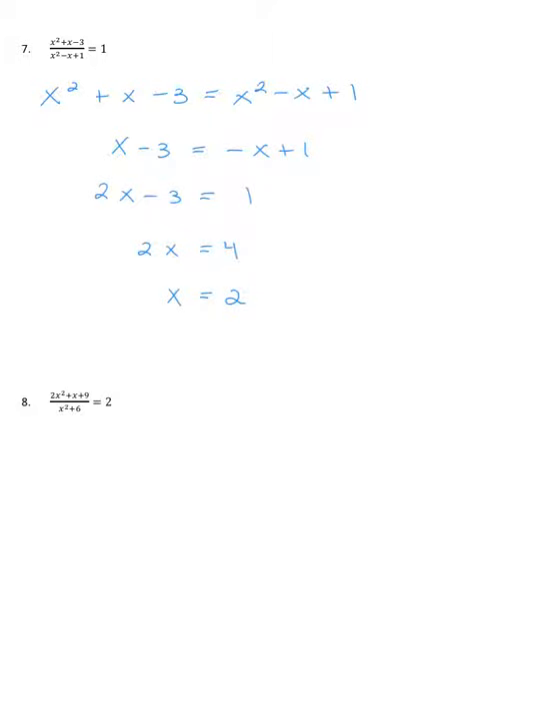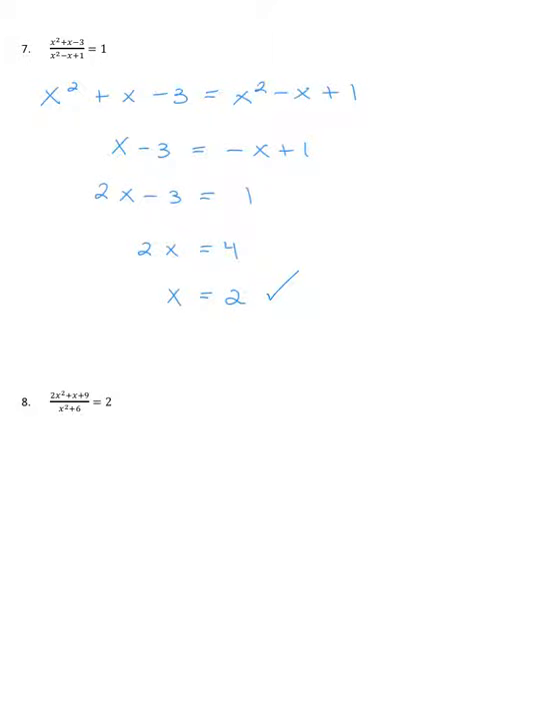The only issue is if 2 makes the denominator 0. So let's see, if I put 2 into just the denominator, I get 4 minus 2 is 2, plus 1 is 3. Doesn't make the denominator 0. This thing has to be a solution to the original equation. Okay, same idea for 8.